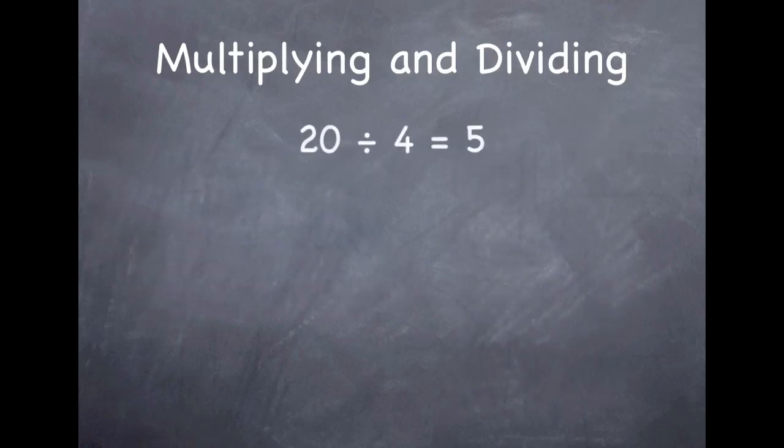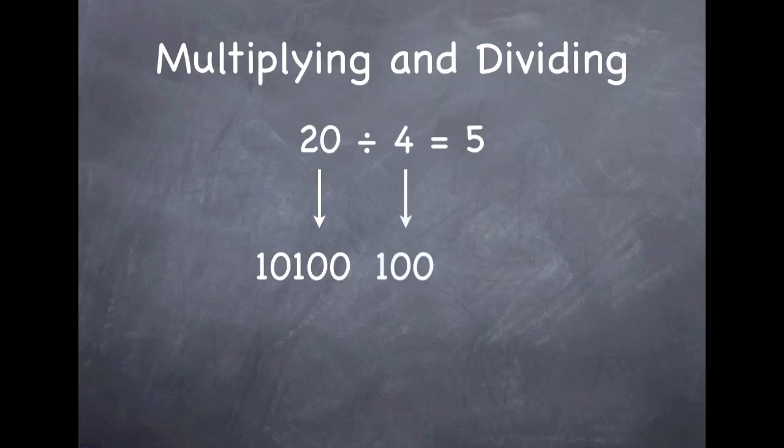20 divided by 4 is 5. 20 is 10100, 4 is 100, and 5 is 101. Just like multiplication, you can probably tell that this already works, but I'll show you the process just so you can do it yourself.